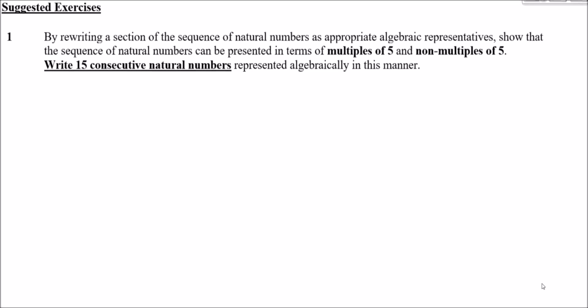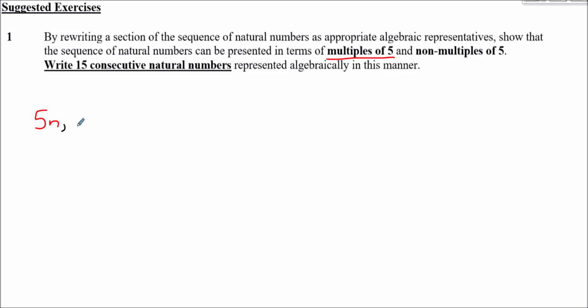Okay, question 1. By rewriting a section of the sequence of natural numbers as appropriate algebraic representatives, show that the sequence of natural numbers can be presented in terms of multiples of 5 and non-multiples of 5. It says here to write 15 consecutive natural numbers represented algebraically in this manner. So, multiples of 5. Well, a multiple of 5 has to be of the form 5n. So I'm going to write here the first multiple of 5 as being 5n.